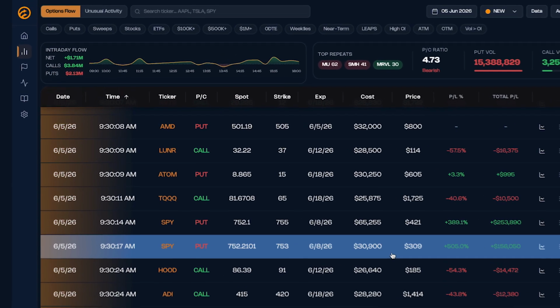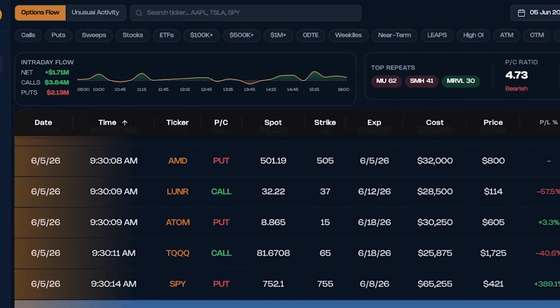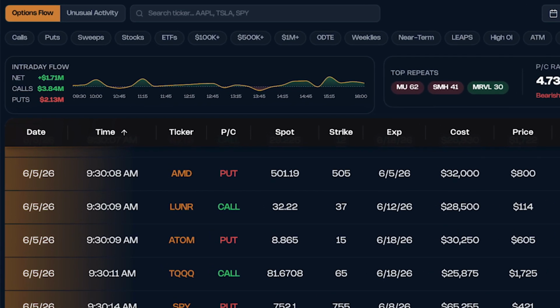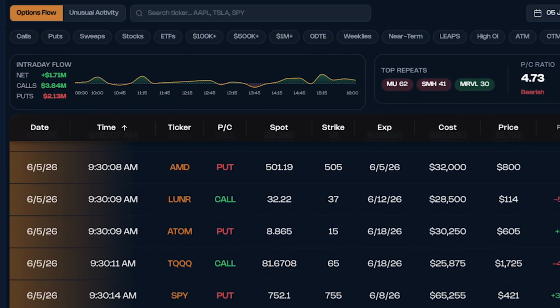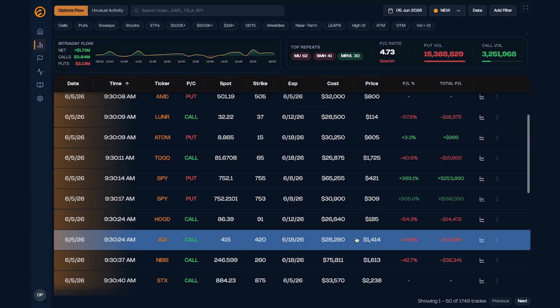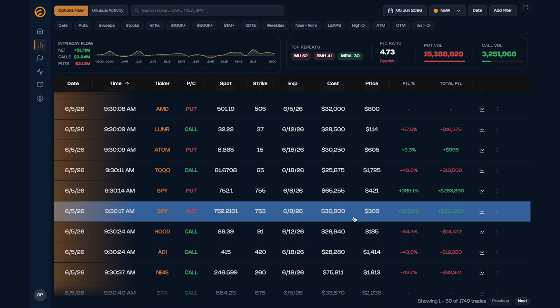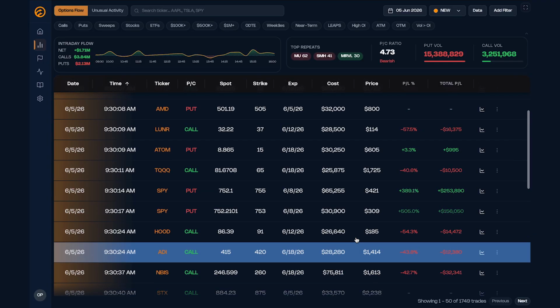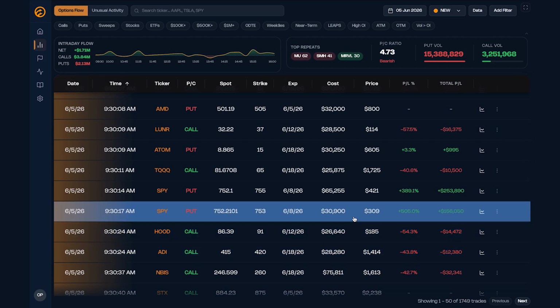At the top, traders can quickly filter flow based on exactly what they're looking for. For example, calls only, puts only, sweeps, blocks, ETF, stocks. This allows you to quickly focus on the type of activity that fits your strategy. Above the flow feed, you'll find a market overview showing intraday flow, most repeated tickers, put-call ratio, total put-call premium, or total put-call volume.